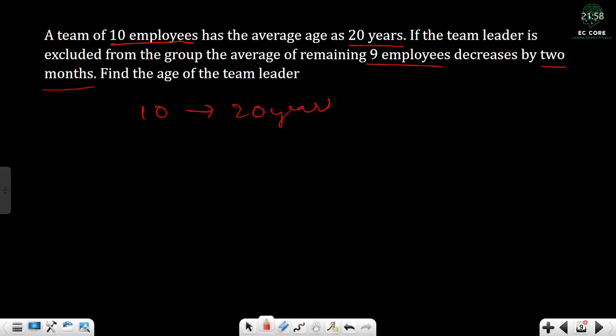So if the age of the team leader is 20 years, then my average would not be increased or decreased. So here my average is decreased by 2 months. So these 2 months will be distributed to these 9 members. So it will be 9 into 2, that is 18 months.